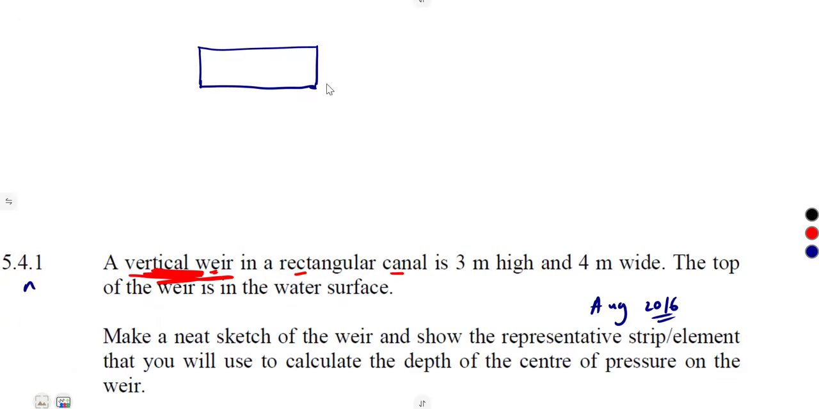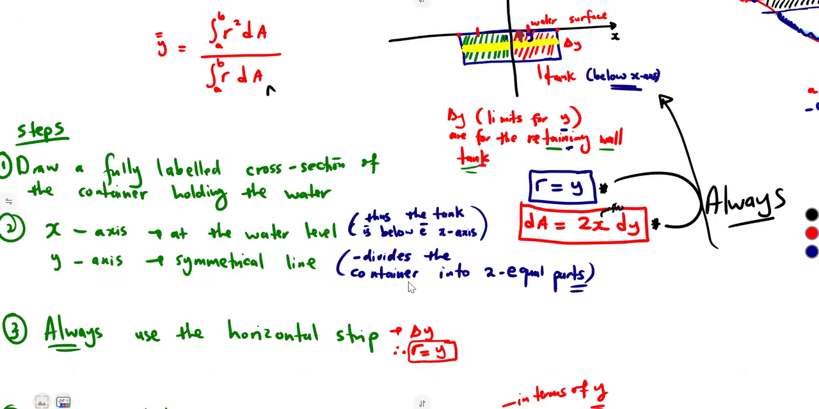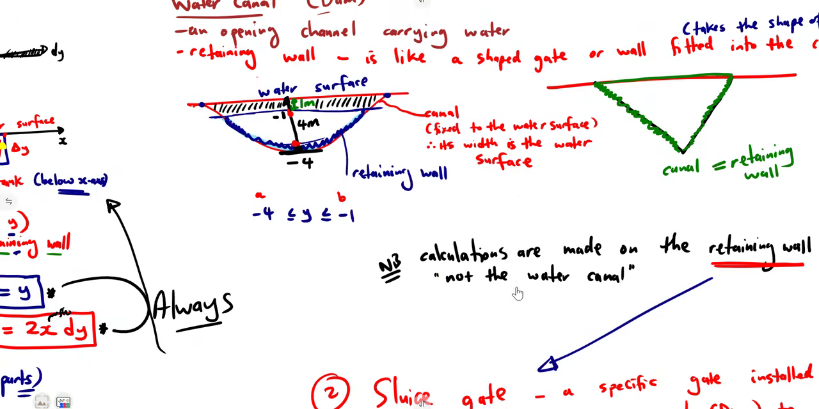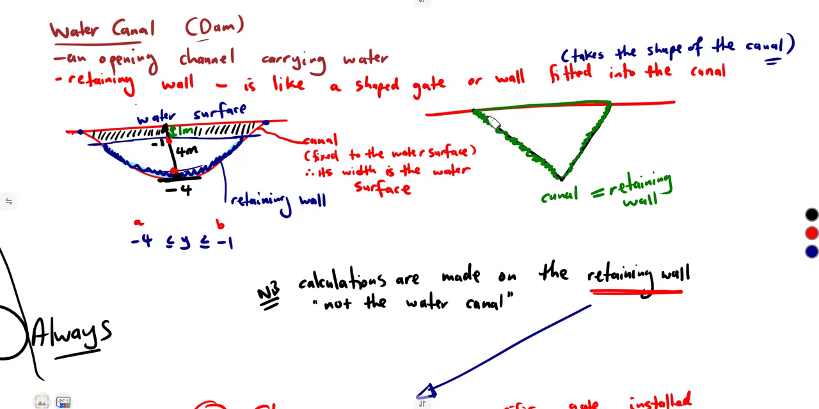3 meters high. So it is 3 meters high. It is the height. Then 4 meters wide is the length, the top part or the bottom. So that is 4 meters. Then the top of the weir is in the water. The top is in the water surface. So this goes to that question that I explained before about a canal, to say that when the retaining wall takes the shape and it's on the water surface, remember this one, it's our water surface or our water level. When it is at the water surface, it is exactly the same thing as the canal.